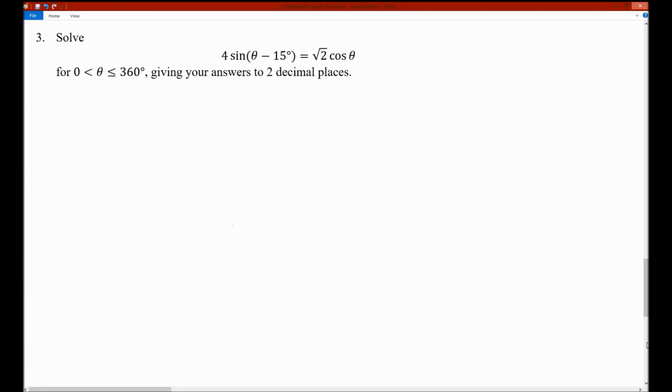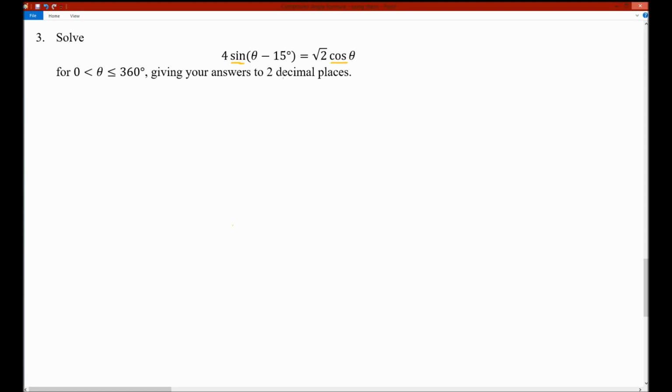Question 3, solve 4 sine of theta minus 15 degrees equals root 2 cos of theta. So there are currently 2 issues that are making this question tricky to solve. The first thing is the classic, we've got more than one type of trig function. We've got the sine and we've got the cos there. And we know we preferably don't like that, because when we want to use the inverse trig functions, we only want there to be one type of trig function.